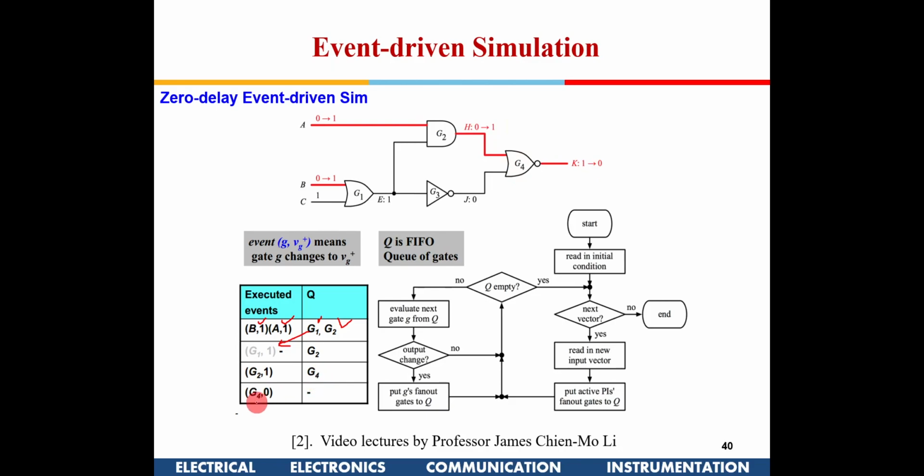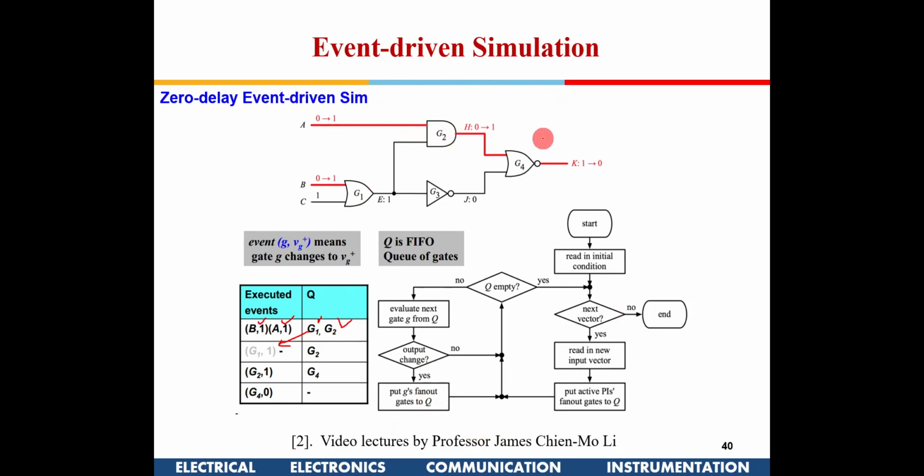Now I take G4 here, and then I will compute whether G4 has to make a change or not. Since this is the final output, it is available here. So this is how this event driven simulator works.